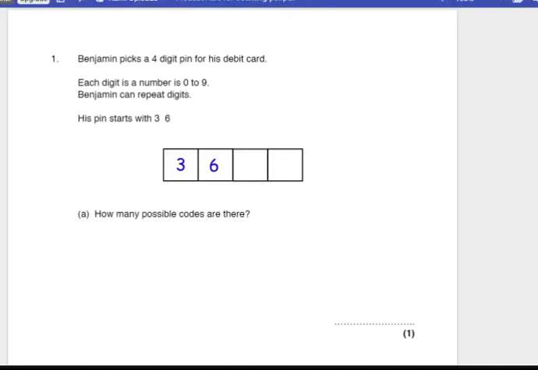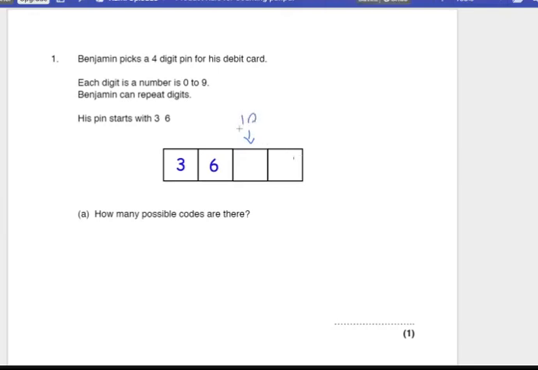Would 100 be it? Okay, how did you get 100? 0 to 9 means there's 10 numbers or digits. So you multiply. Since there's two spaces, you'll do 10 times 10. Yeah, that's good, because you have 10 possibilities here, 0 to 9.